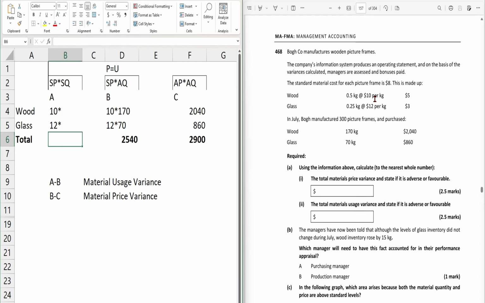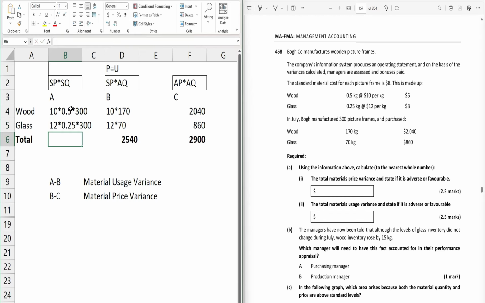So now, next is SQ. This is the standard quantity used for actual production. Just learn the terms: standard quantity used for actual production. So the standard quantity is your 0.5 for 1 unit, and how many units do we actually produce? 300. Okay, one more time, let's go for the glass. So the standard quantity per unit for glass is 0.25 and the actual quantity produced is 300.